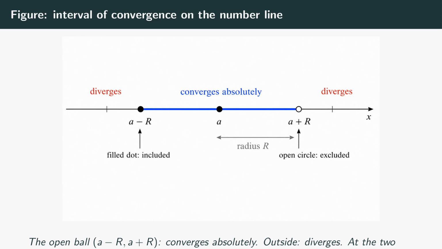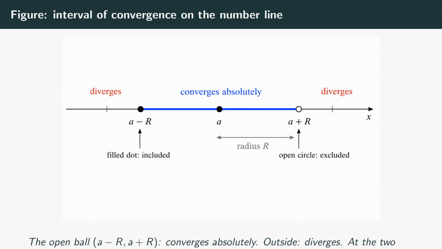Picture this: the geometry of the radius of convergence on the real line. In the middle, the center a. Stretching both sides, the interval of convergence, total width 2r. Inside, shown in blue, the series converges absolutely. Outside, stretching to both infinities, it diverges. At the two endpoints, a plus or minus r, behavior is undetermined by the formula.